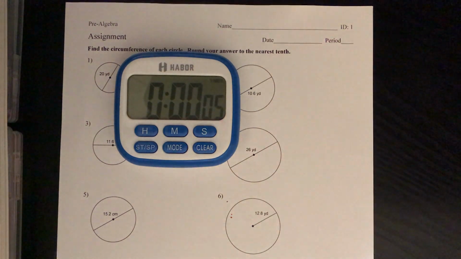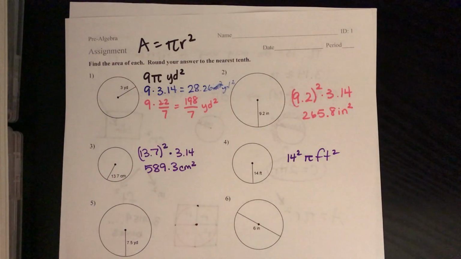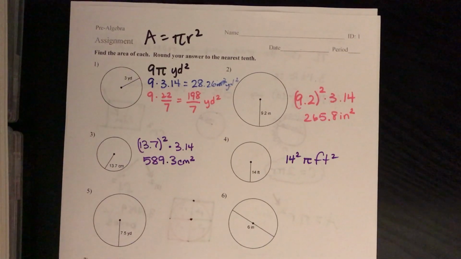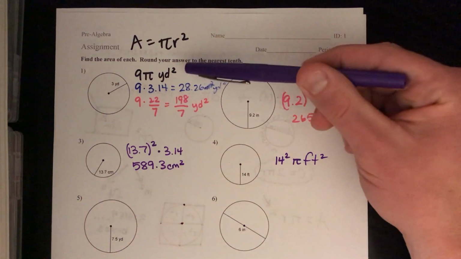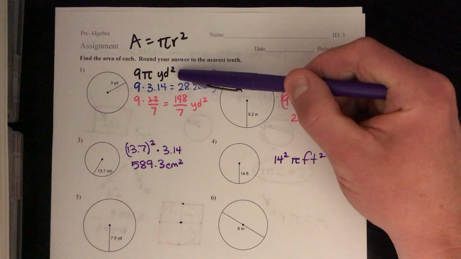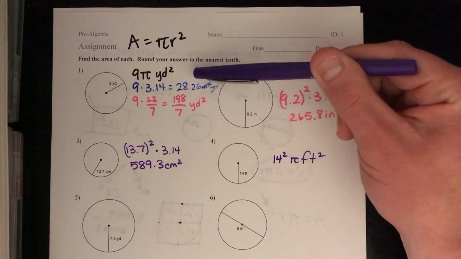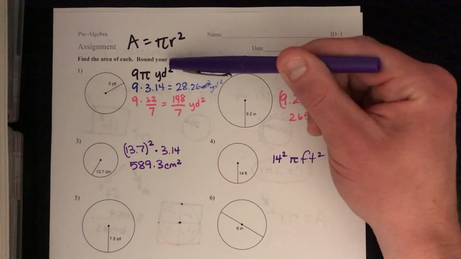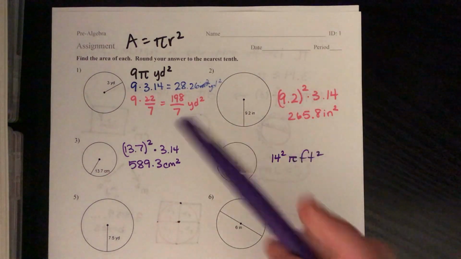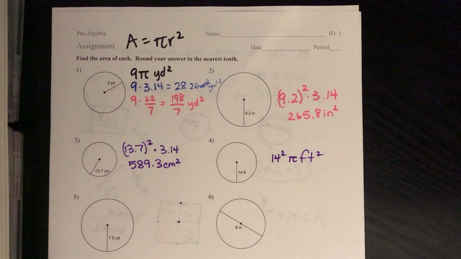All right, so I'd like your attention back in 5, 4, 3, 2, 1. So while you guys were working, I did a few of them. I want you to compare some of the answers you got to the ones that I got. On number 1, I did it all 3 ways. I did the exact way. It should be 9 pi yards squared. Or I did it with 3.14, so you should have got 28.3 yards squared. Notice I'm putting the units on and I'm squaring the yards because we're talking about area now. And the fractional way, I got 198 over 7 yards squared.